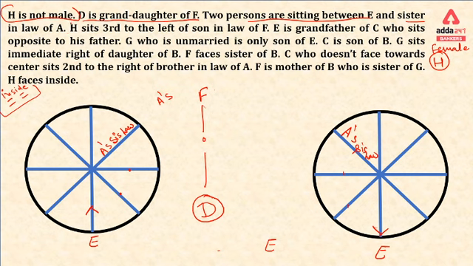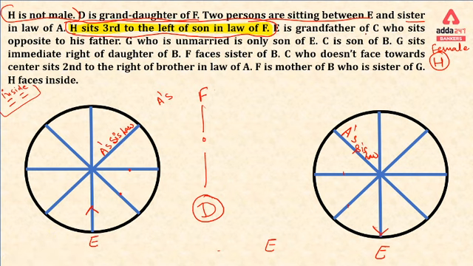The next line says that H sits third to the left of the son-in-law of F. We are not able to identify who the son-in-law of F is. We just highlight this line and we are not arranging it yet, as we are not able to identify it.